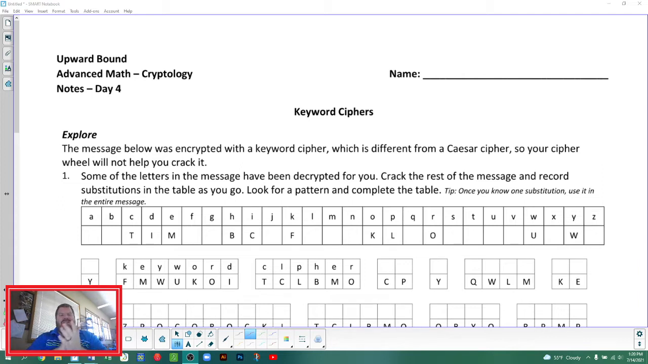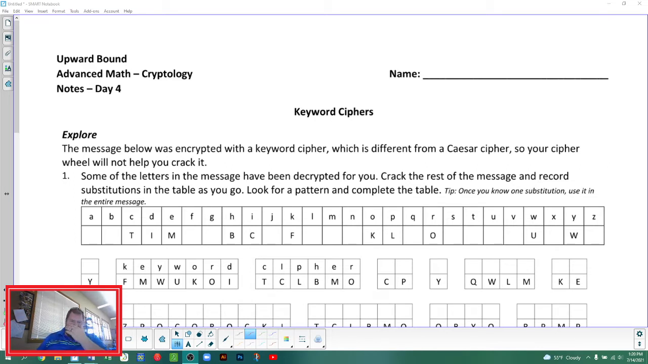Hello and welcome to our day 4 lesson for Upward Bound Advanced Math Cryptology. Today we're going to be looking at what we call keyword ciphers. You'll also notice I don't have my cipher wheel up next to the screen here, because it's going to be different. We're going to be dealing with a different kind of cipher that doesn't let a cipher wheel work out.